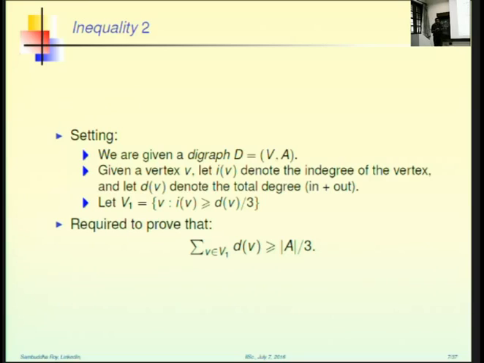So just to get a warm up about what the problem is talking about, it's saying that if you look at some special vertices where there's a lot of in degree, lots of edges coming in, if you focus on those vertices which have a lot of in degree, they account for a lot of edges or a lot of arcs.